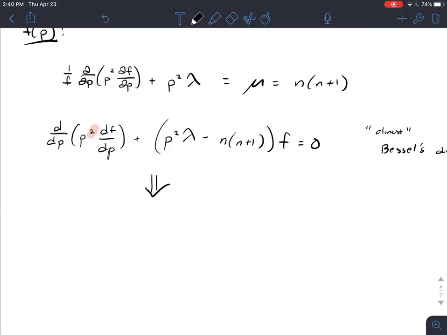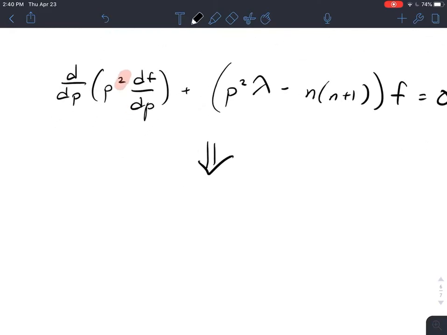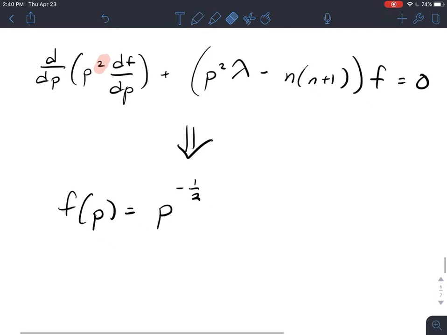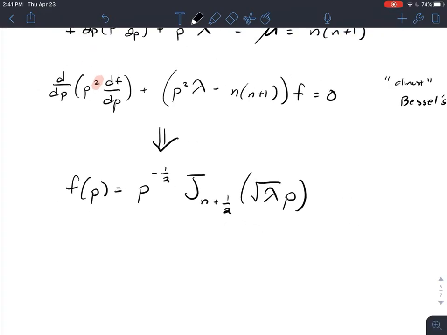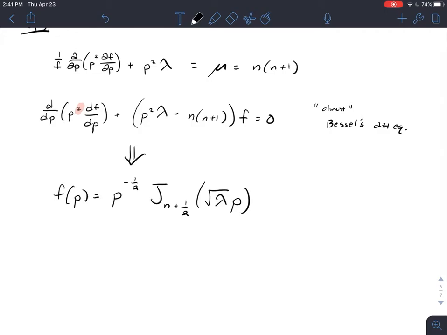It's going to be the spherical Bessel functions. So it's going to be j of order n plus 1/2, such that f of rho is equal to rho to the negative 1/2 times j sub n plus 1/2 of square root lambda rho. Obviously, this is kind of ugly, but this is basically the general solution for this differential equation, which is just kind of given to you.